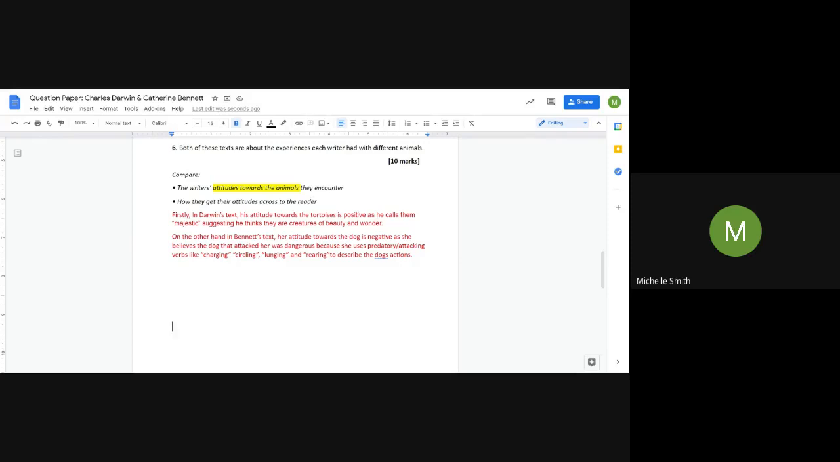Now, what I've done there is I've not just covered her attitude towards the animal, I've also covered how she gets that attitude across. So the attitude is that the dog is dangerous. How does she get that attitude across? Through the use of predatory or attacking verbs. So those negative verbs to describe that dog. So I've turned this into a bit of a language analysis. So actually that point could maybe get me 2 marks, because I'm talking about the how as well as the attitude.